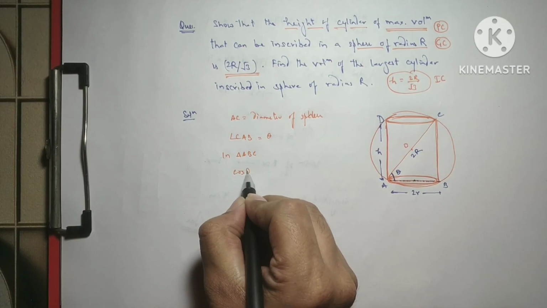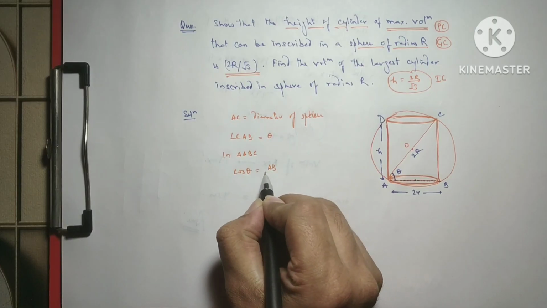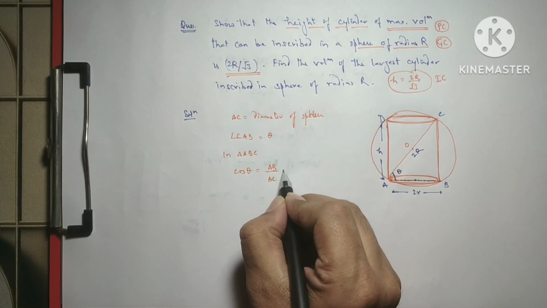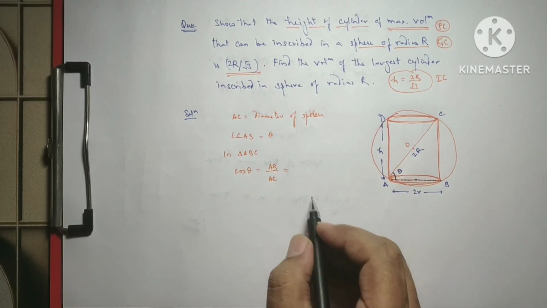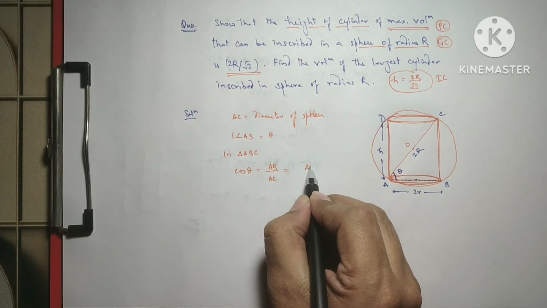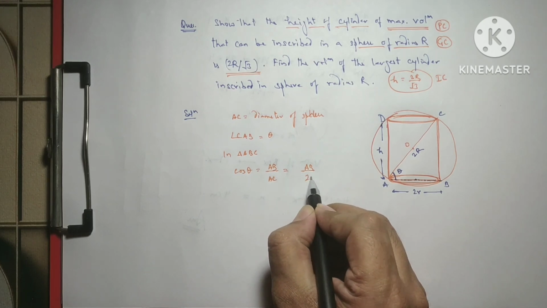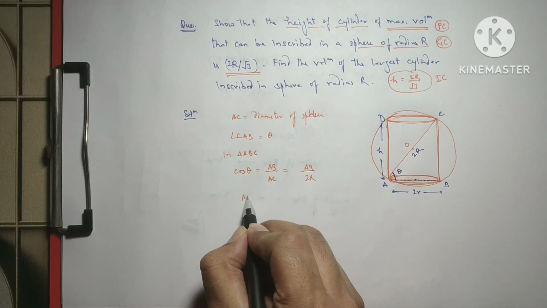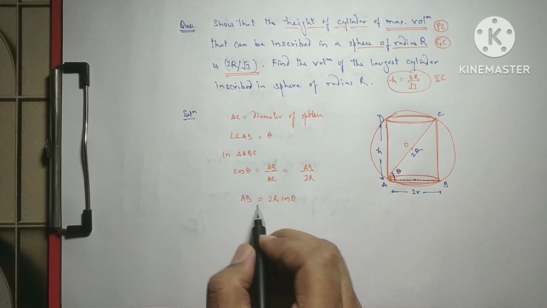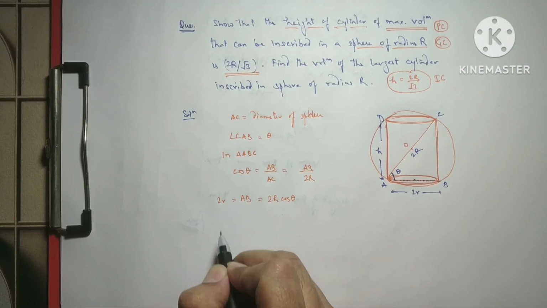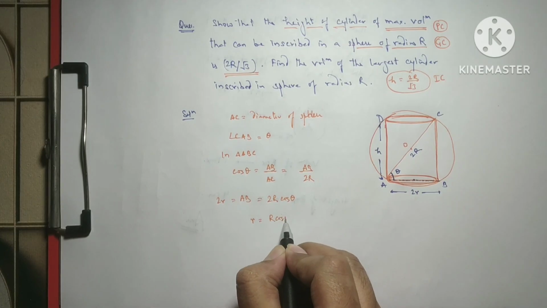cos theta is base over hypotenuse. So it is AB over AC, and AB is the diameter of this cylinder, and AC is the diameter of the sphere, 2r. Means AB equals 2r cos theta. So the radius of the cylinder is r cos theta.